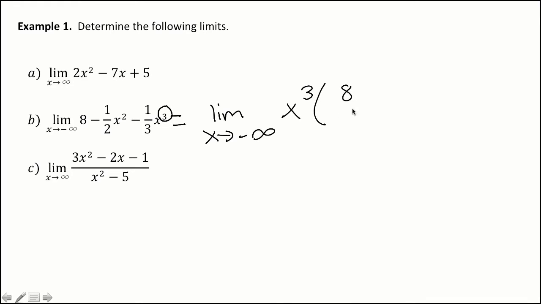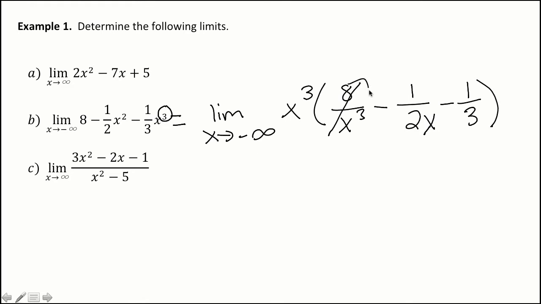Okay, so you're going to get 8 over x to the third. Remember, when you're factoring, you're just basically dividing here. And then you're left with 1 over 2, and you have an x left over, minus 1/3. Okay, so if you plug in negative infinity into this term, it becomes 0. Into this term, it becomes 0. And then if you plug in infinity into this, you're going to get negative infinity to the third power times negative 1/3.